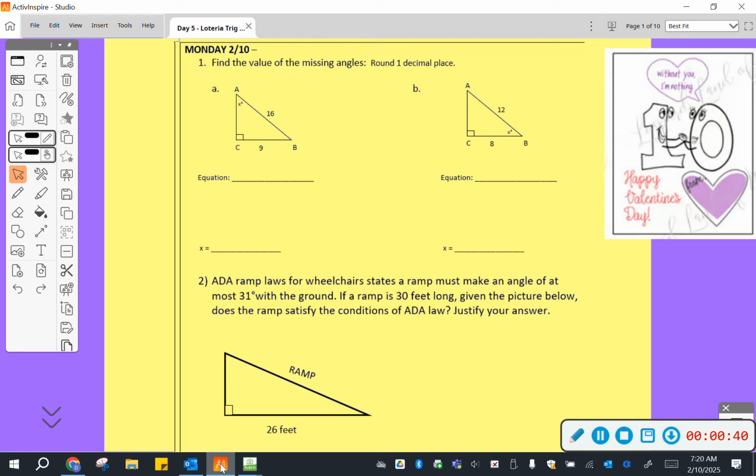We are going to kind of review today. You have a quiz the last 15 minutes of class today. So before that, we're going to review.